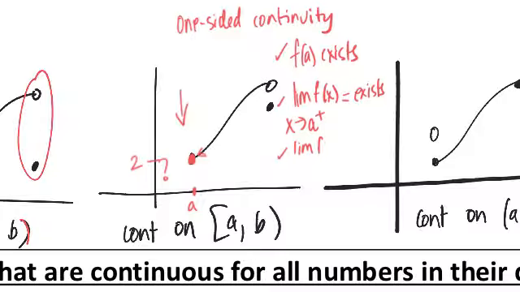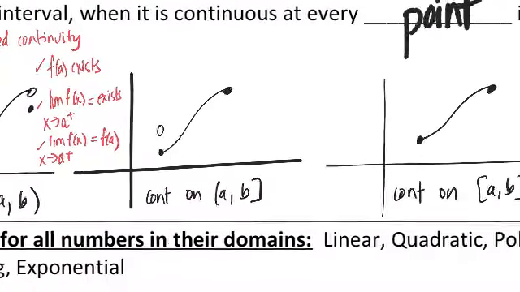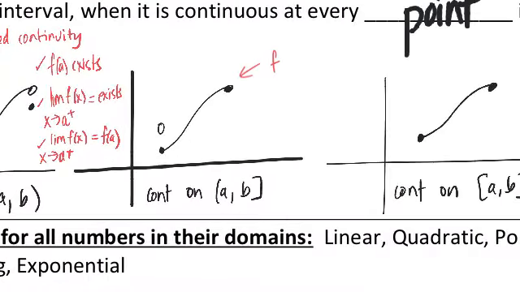And so when we can make that kind of statement from one side, in this case from the right side, then this function is continuous. We say this function is continuous at x equals a from the right side, right? That would be what one-sided continuity means. This function, for example, here, f is continuous at b from the left side, right?